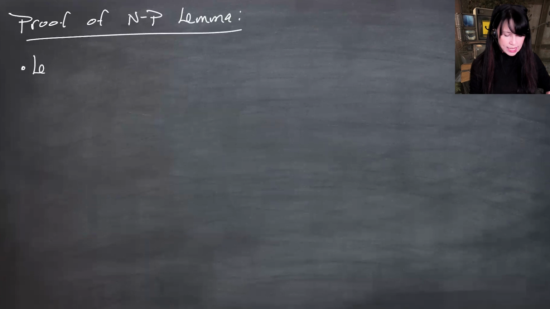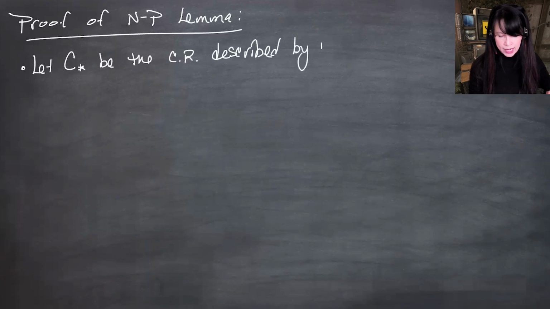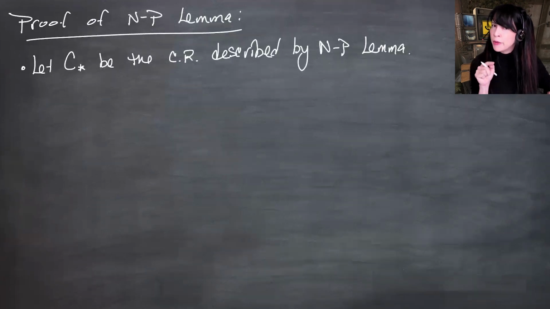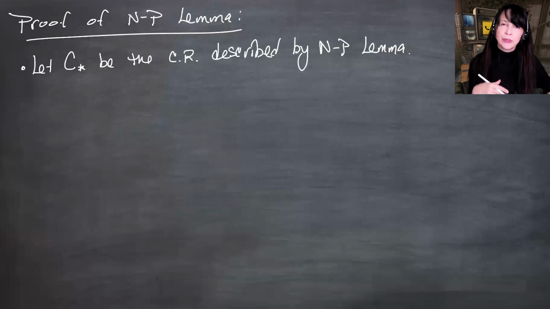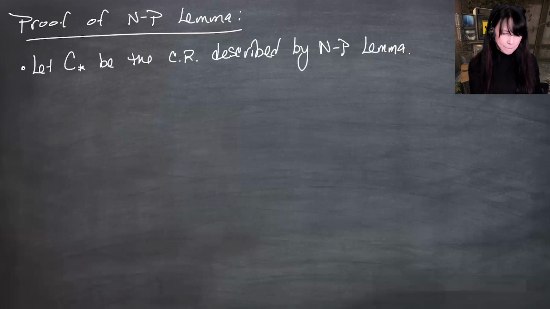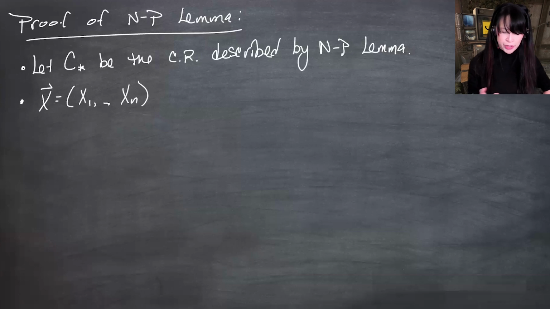Okay, so I'm going to start out by letting C sub star be the critical region described by the Neyman-Pearson lemma. We're going to include points in it if, when you evaluate the likelihood ratio, the ratio is less than or equal to K, where K has been determined to give a size alpha test. Let me write it for the record here. I'm going to let capital X as a vector be x1 through xn. Again, I'm not actually doing matrix operations, so I don't really care that this is a row vector. If you want it to be a column vector, that's okay too.